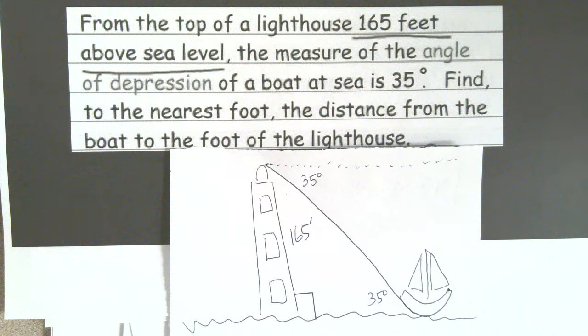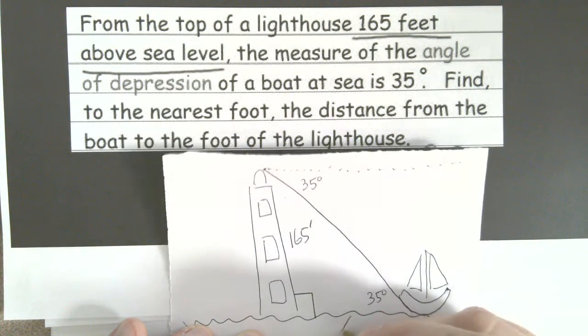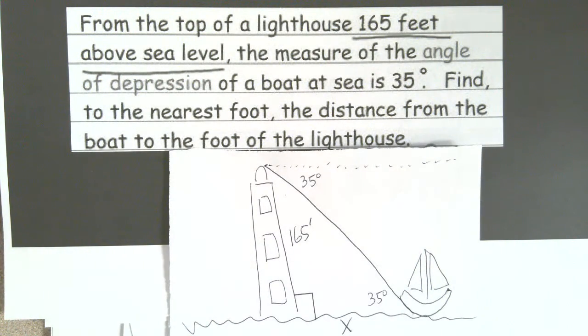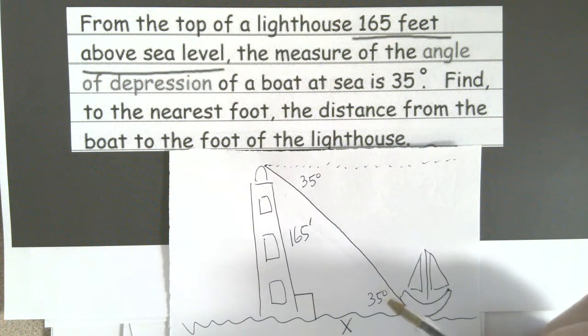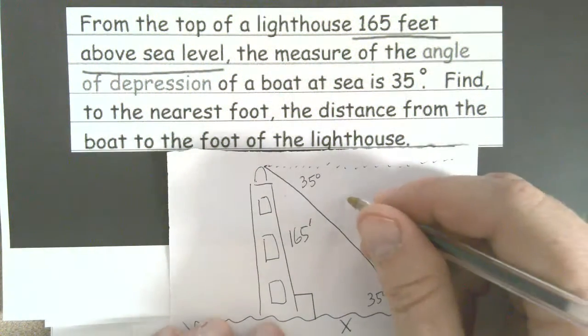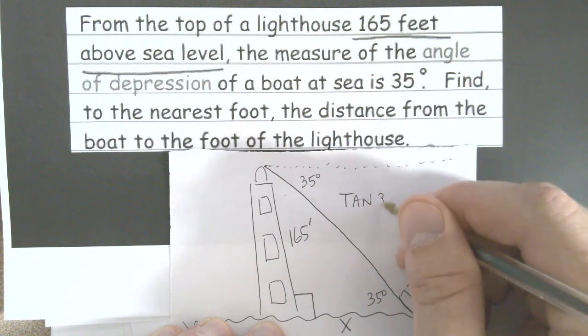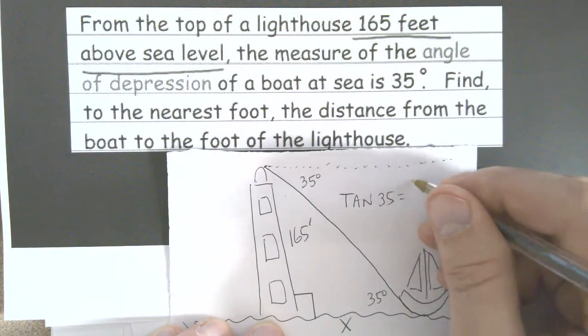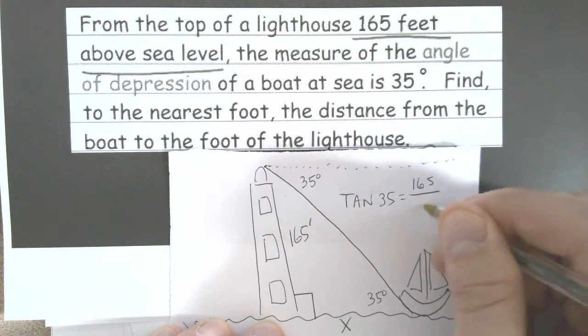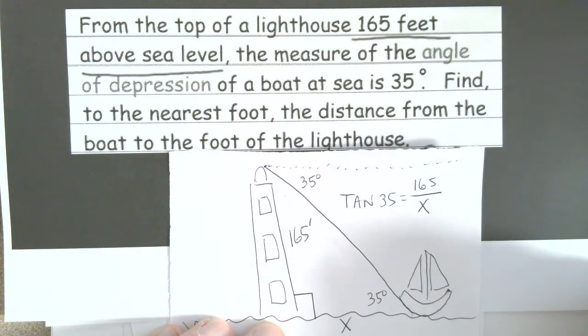Now, the question being asked in this problem is, what's the distance from the boat to the base of the lighthouse? That's this distance right here. So I've got the opposite side and the adjacent side to 35. What's that tell me I'm going to use? Tangent. So I'm going to say tangent of 35 equals 165, that's the opposite, over the adjacent, which is x.